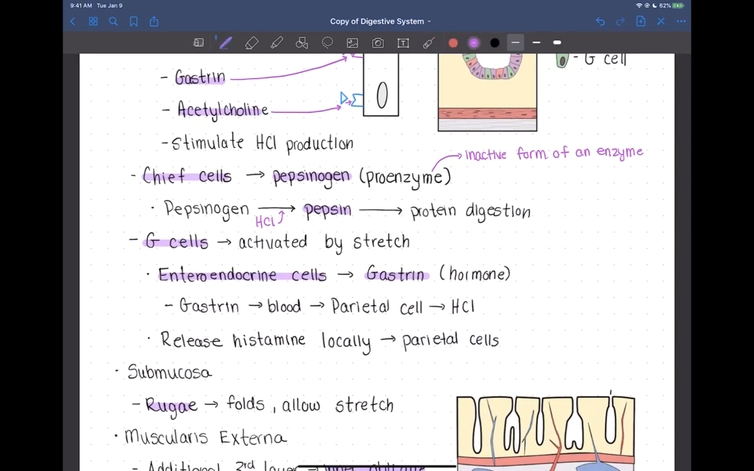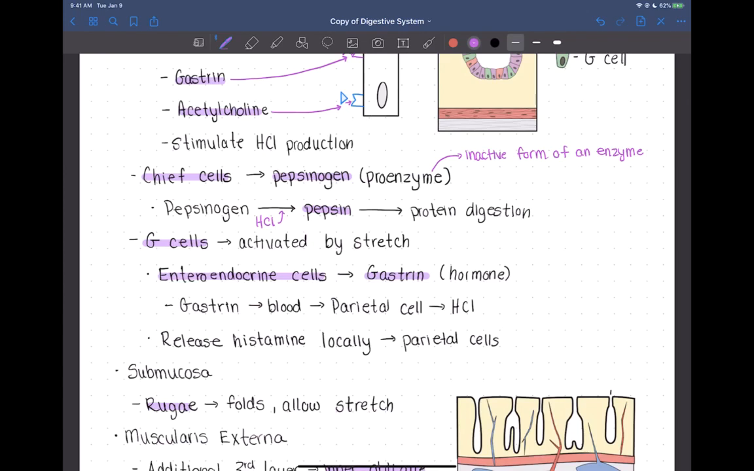Then our last type of cell is going to be a G cell. A G cell is a type of cell we're going to see a couple of times, called an enteroendocrine cell. The entero part refers to the digestive system, and we know what endocrine means: secreting hormones into the blood. So these are just cells of the digestive system that secrete hormones. The hormone secreted by a G cell is going to be gastrin.